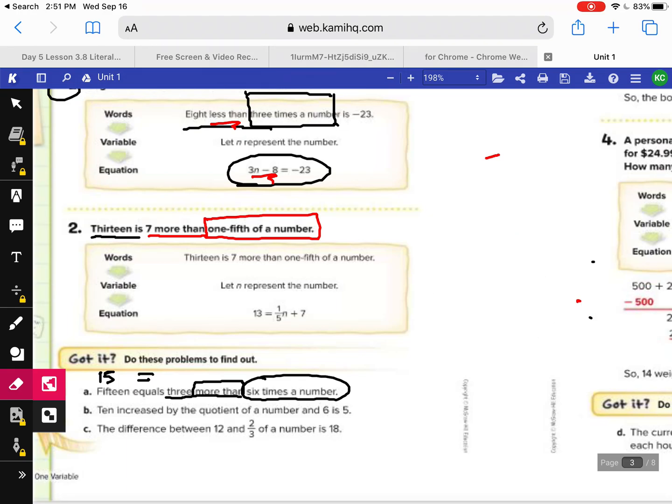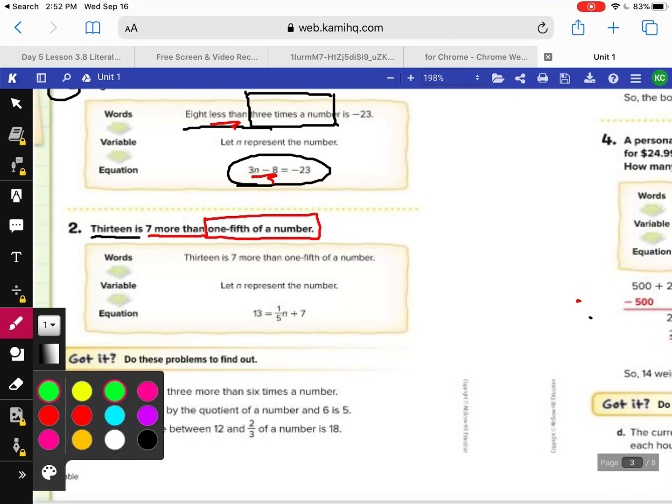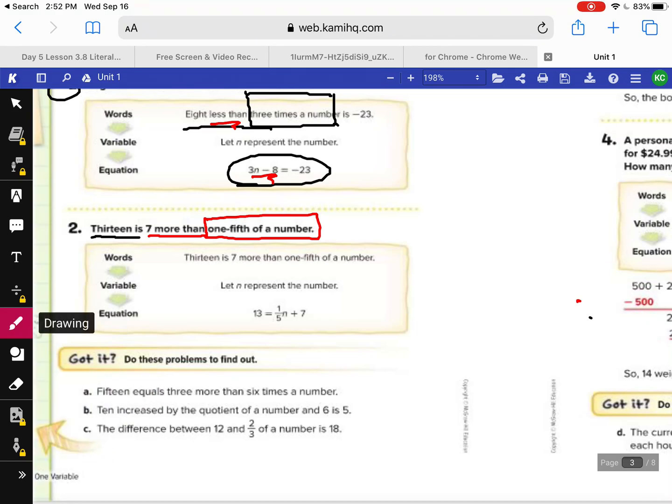Now, these are definitely ideas that might cause you confusion, but just remember, the more you read and the more you practice, the better you're going to feel about what it is you're doing. Let's look at letter B. Letter B says 10 increased by the quotient of a number and 6 is 5. Okay, there's a lot of words there. Let's go back and take some of what we know to help us think about this.